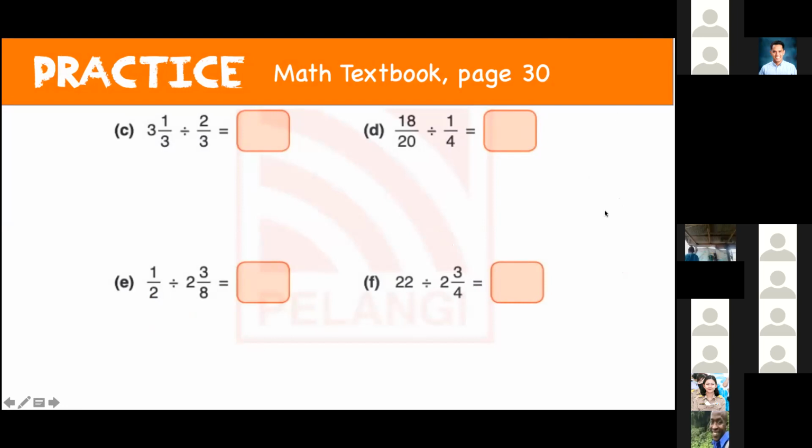I'll show the first step for letter C. Where did we get 10/3? 3 times 3 is 9, plus 1, 10. 10 over 3 divided by 2/3. So change to times, and then 2/3, write it as the reciprocal, 3 over 2.